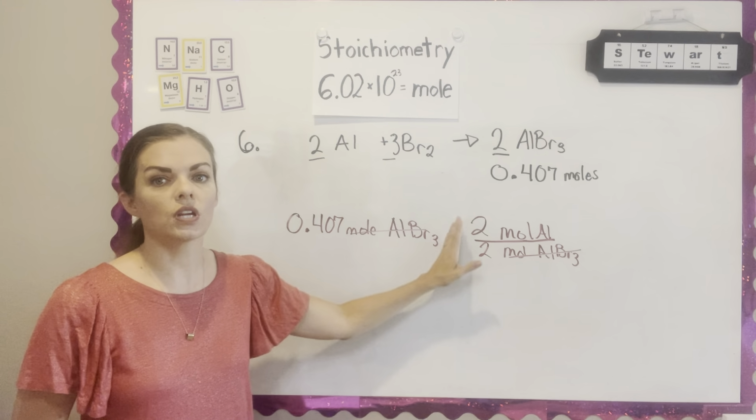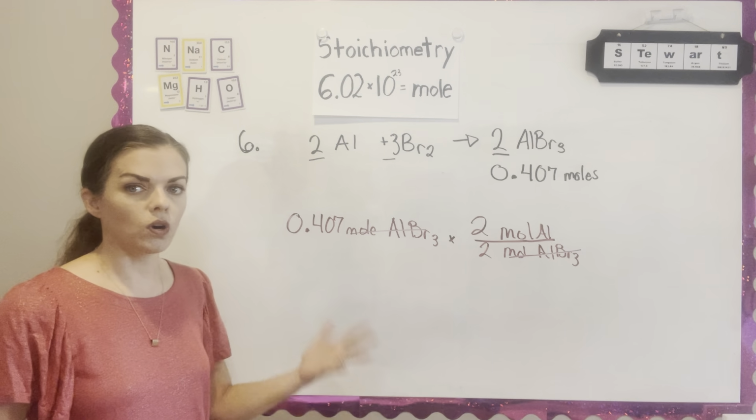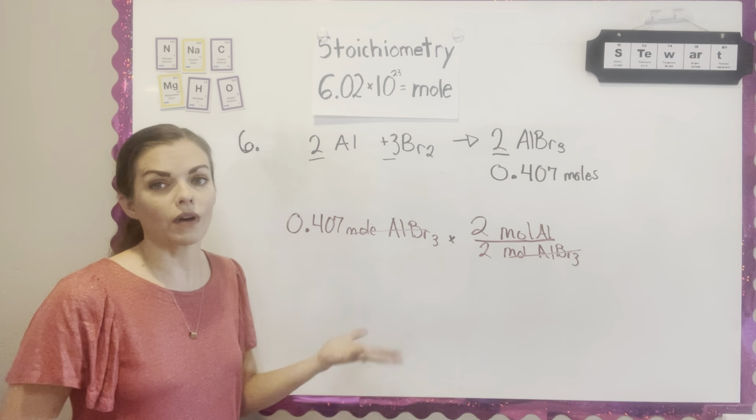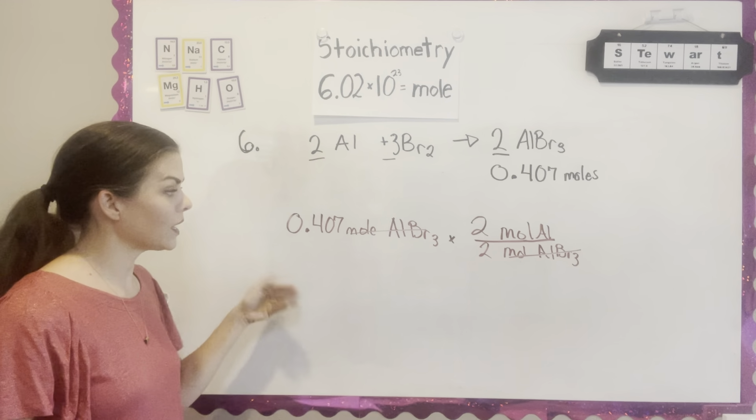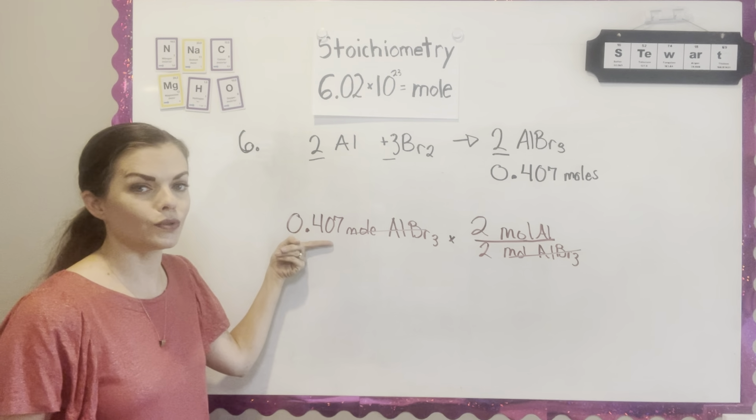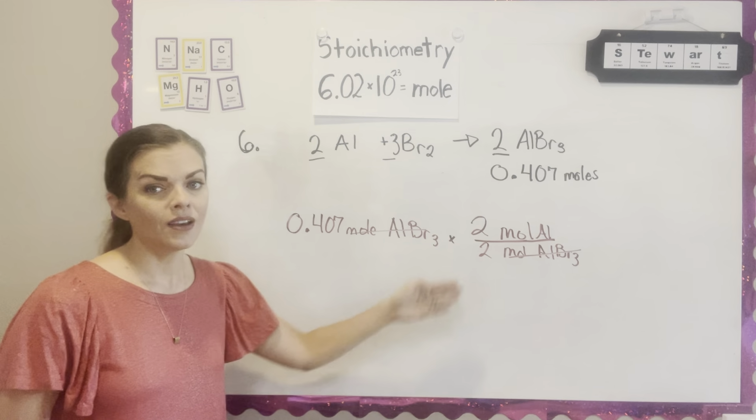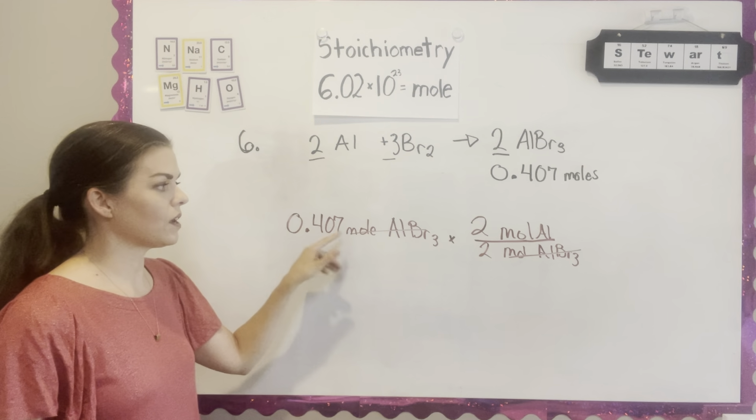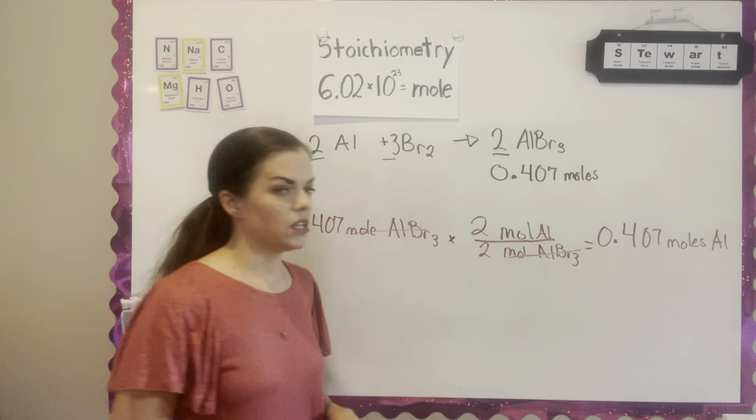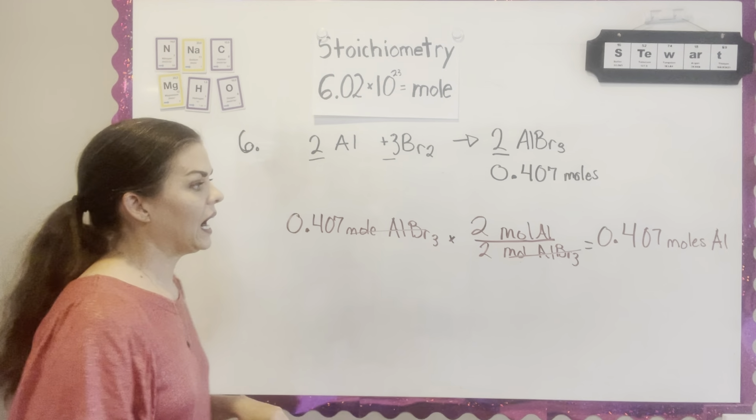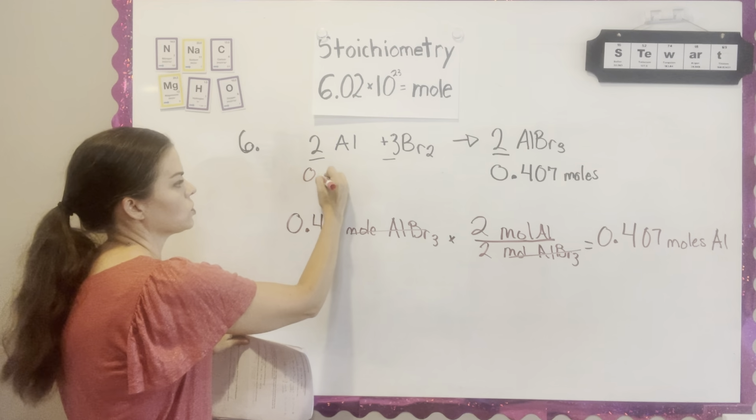Simplified, this is just a 1-to-1 ratio, but I do want to walk you through all the steps so that you can see how we get it. You don't actually have to do any math in your calculator. I guess if you wanted to, you could say 0.407 times 2 divided by 2, but 2 over 2 becomes 1. So it's just 0.407 times 1. And so I know that to produce this much aluminum bromide, I have to start with this much of aluminum.